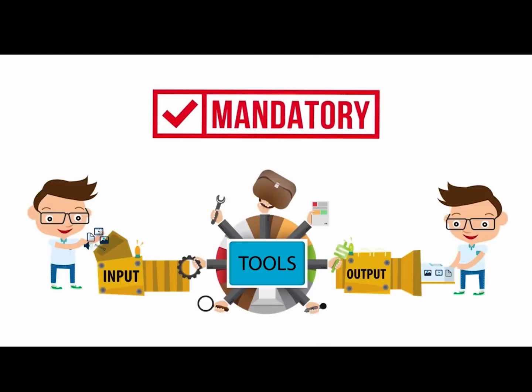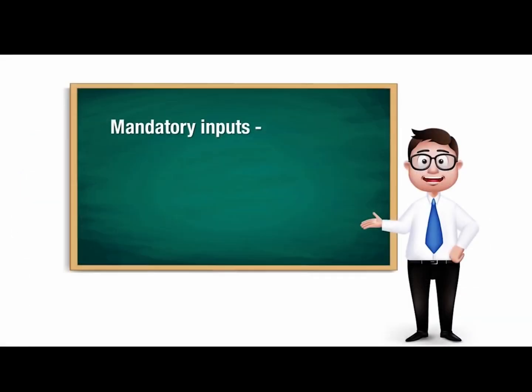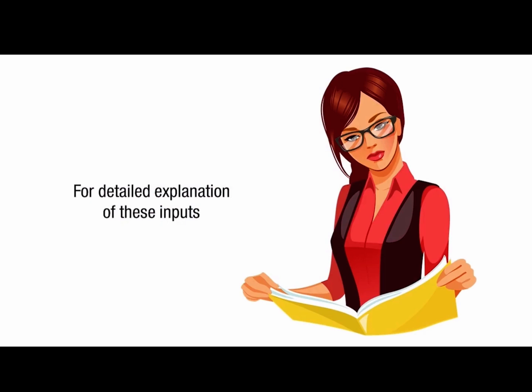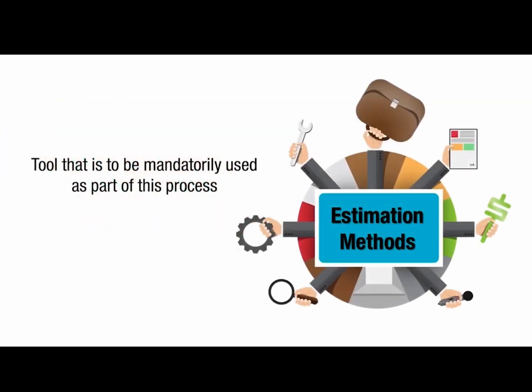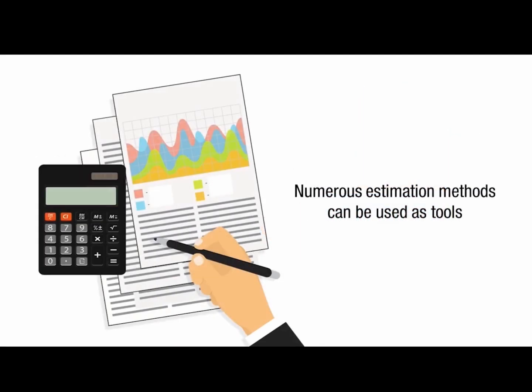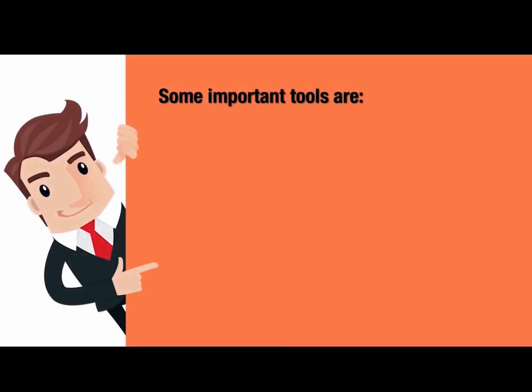Now let's look at the mandatory inputs, tools, and outputs of the Estimate and Commit User Stories process. The mandatory inputs are Scrum Core Team and User Stories. For a detailed explanation of these inputs, please refer to the discussions on these in the Create User Stories process. The tool that is to be mandatorily used as part of this process is estimation methods. Numerous estimation methods can be used as tools to estimate user stories. Some important tools are: let's begin with Wideband Delphi.